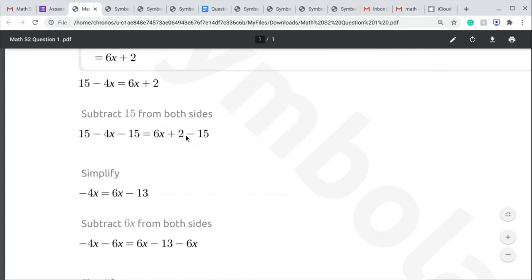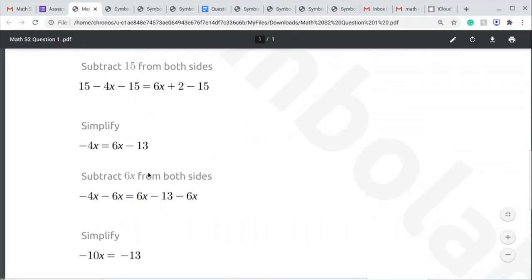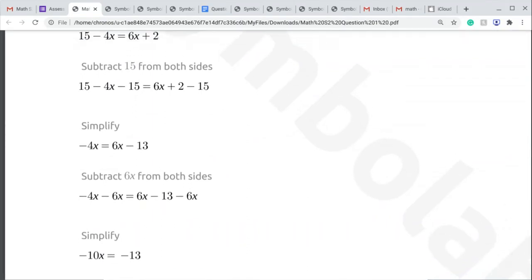But in this case, it'll be negative 13 because the higher symbol is 15. Okay, so it'll be negative 4x is equal to 6x minus 13. The next step, after we've had now one term of x on the left, is to get the one that's on the right to the left as well, because we want x to be equal to something. So we want all values of x on the left to be equal to something that is not x on the right.